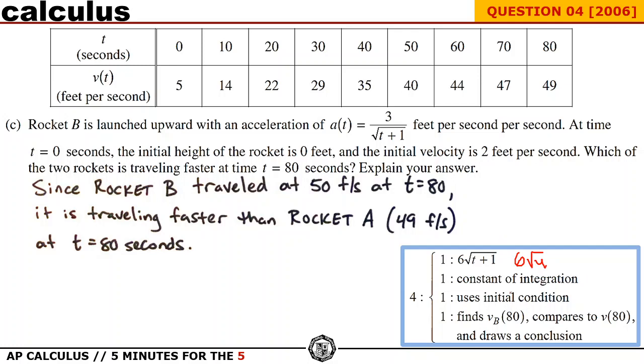The constant of integration in the initial condition, that's basically you finding out that the velocity ends up equaling 50. You have to use the fact that they told you that v of 0 was equal to 2. They're going to want to know that you used that in some way, shape, or form. There are a lot of ways to show that in your work, but that's where that's coming from. And then your comparison of the two velocities.